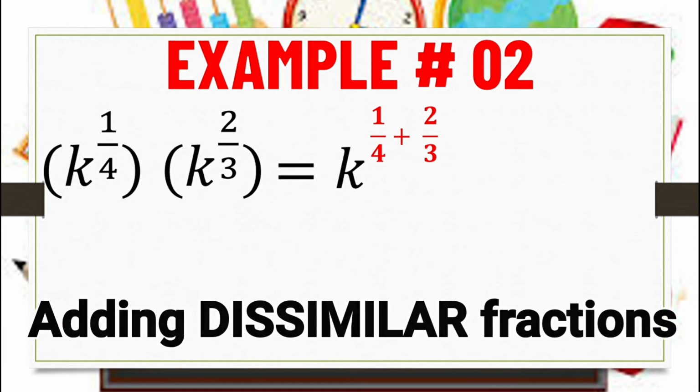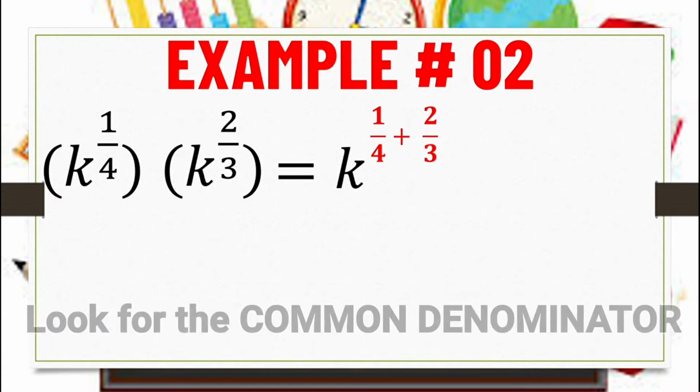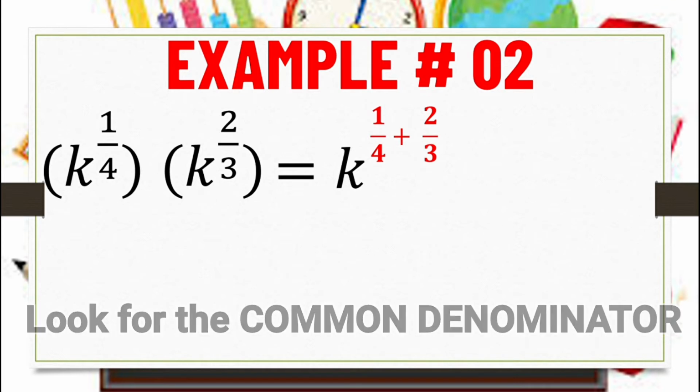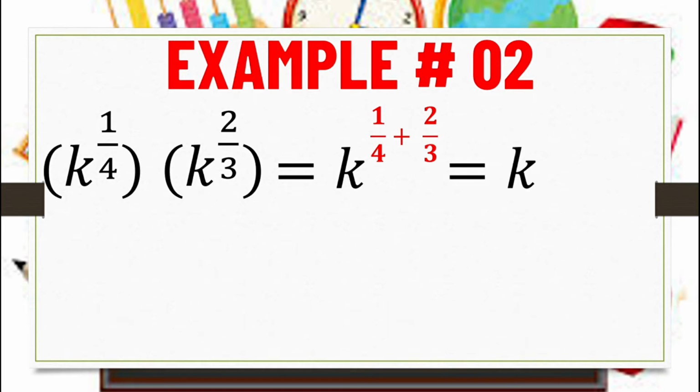And in adding dissimilar fractions, the first thing we will consider is to look for their common denominator. And the common denominator between 4 and 3 would be 12. Therefore, the equivalent fraction of 1/4 is 3 over 12, while the equivalent fraction of 2/3 is 8 over 12.